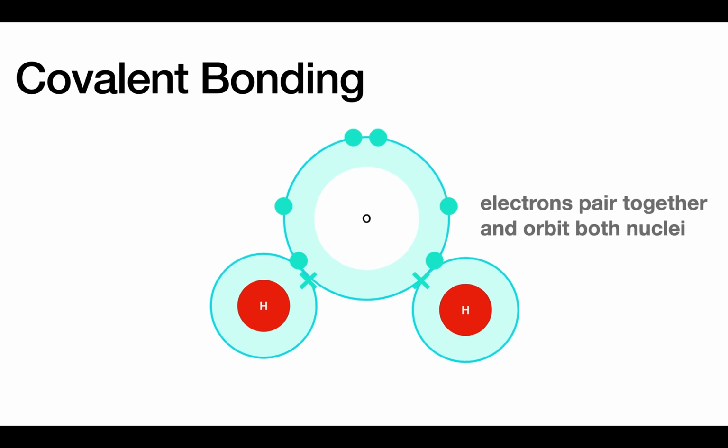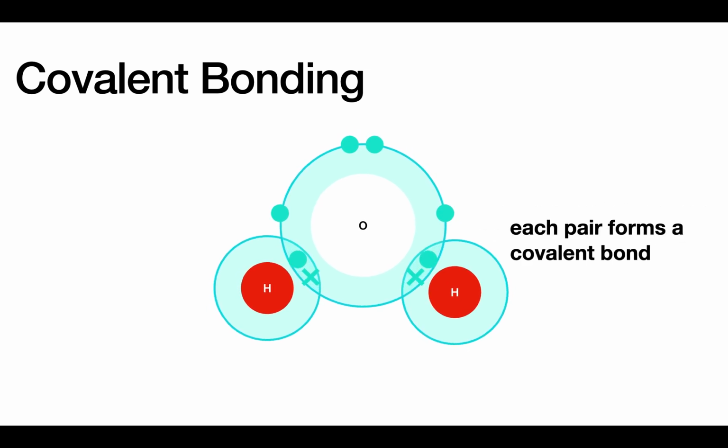We're going to overlap these shells and put pairs of electrons in. So 1 electron from the hydrogen, 1 electron from the oxygen. You have to have an electron from both. And what's happening now is that these 2 electrons are actually orbiting both atoms. They're orbiting both of these, and that's what forms the bond.